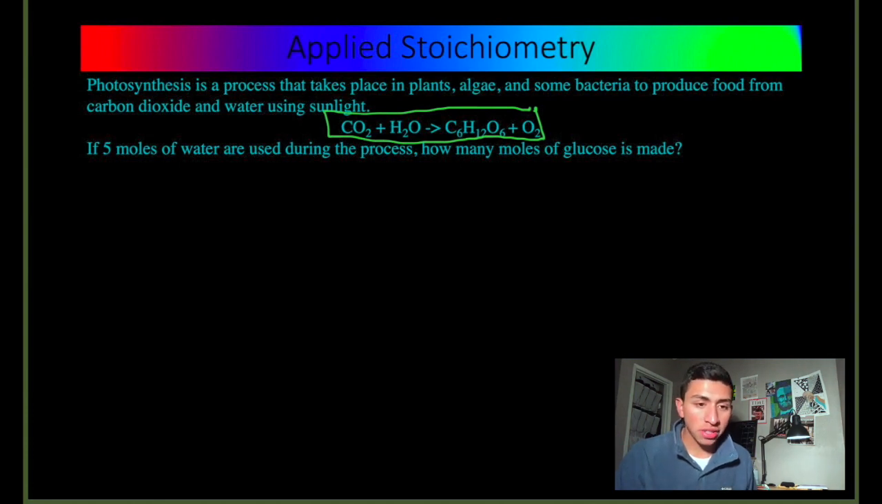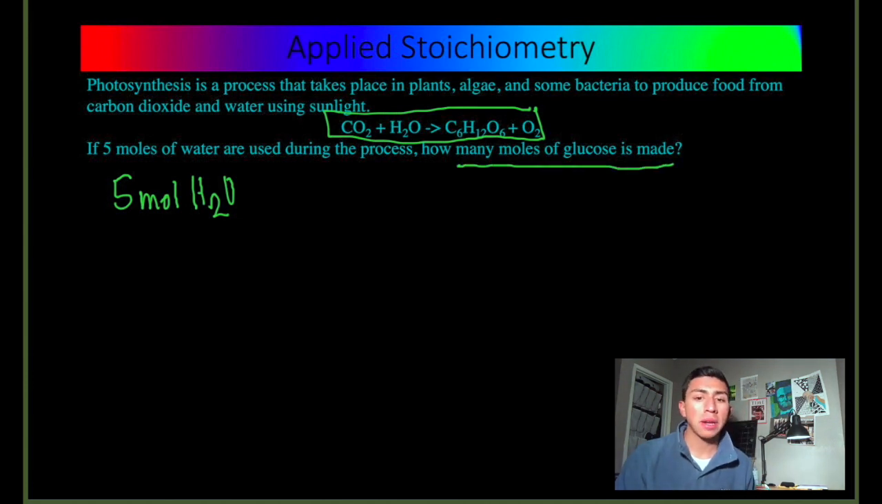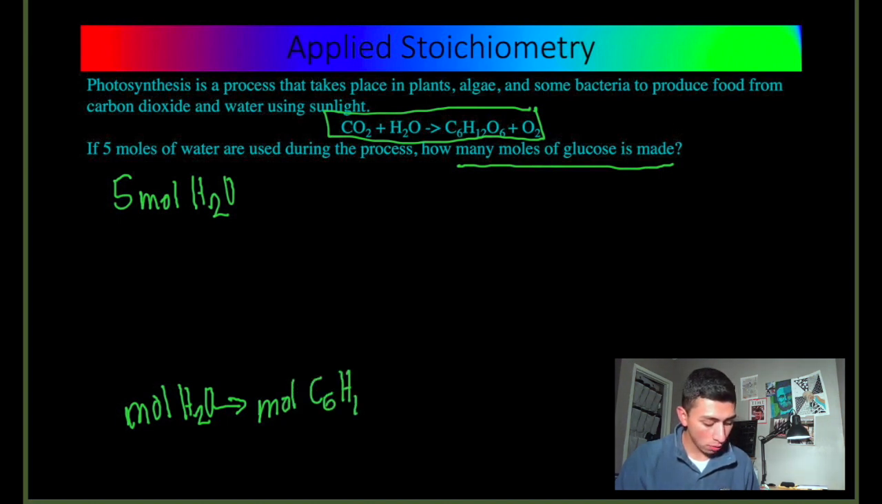So we know that the formula obviously for water is H2O, right? And we're starting off with 5 moles of H2O for that reason, because that's what they give us. And they're asking us specifically for the moles of glucose that are made. Now, since we are essentially going to be converting from one substance to the next, in this case we are converting from moles of H2O to moles of glucose, which is C6H12O6.